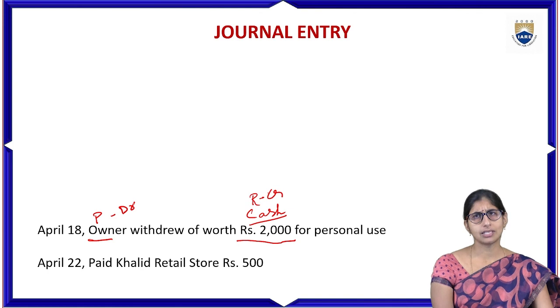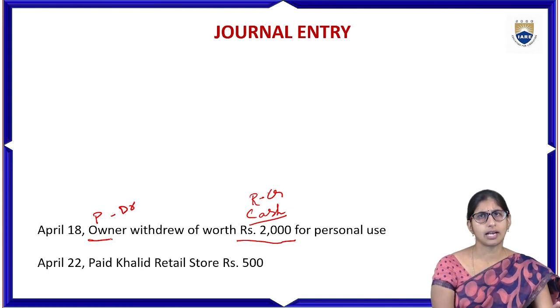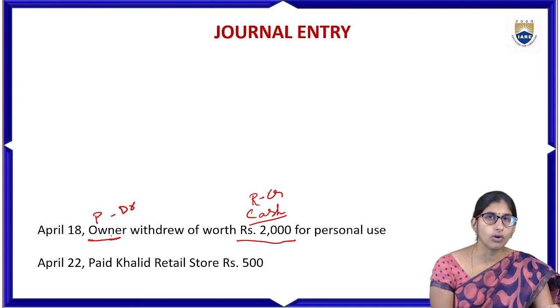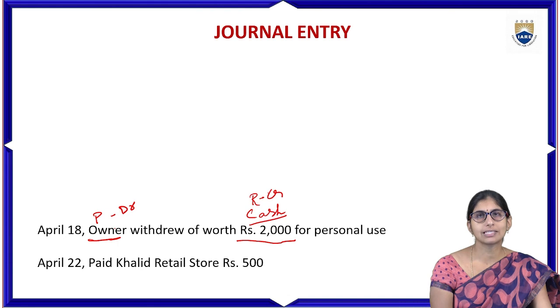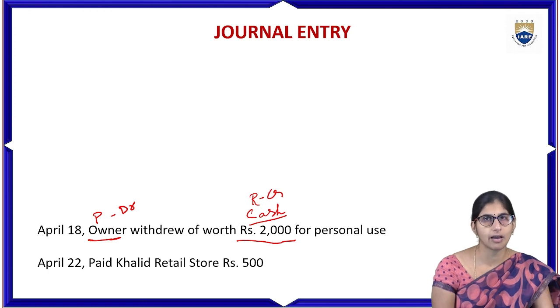Here, we should not write owner's name anywhere in the books of accounts. We should never write owner's name in books of account. But instead of owner name, we can write something else. So in the very first transaction, instead of owner name, we wrote it as capital because he is bringing money in the form of capital to the business.